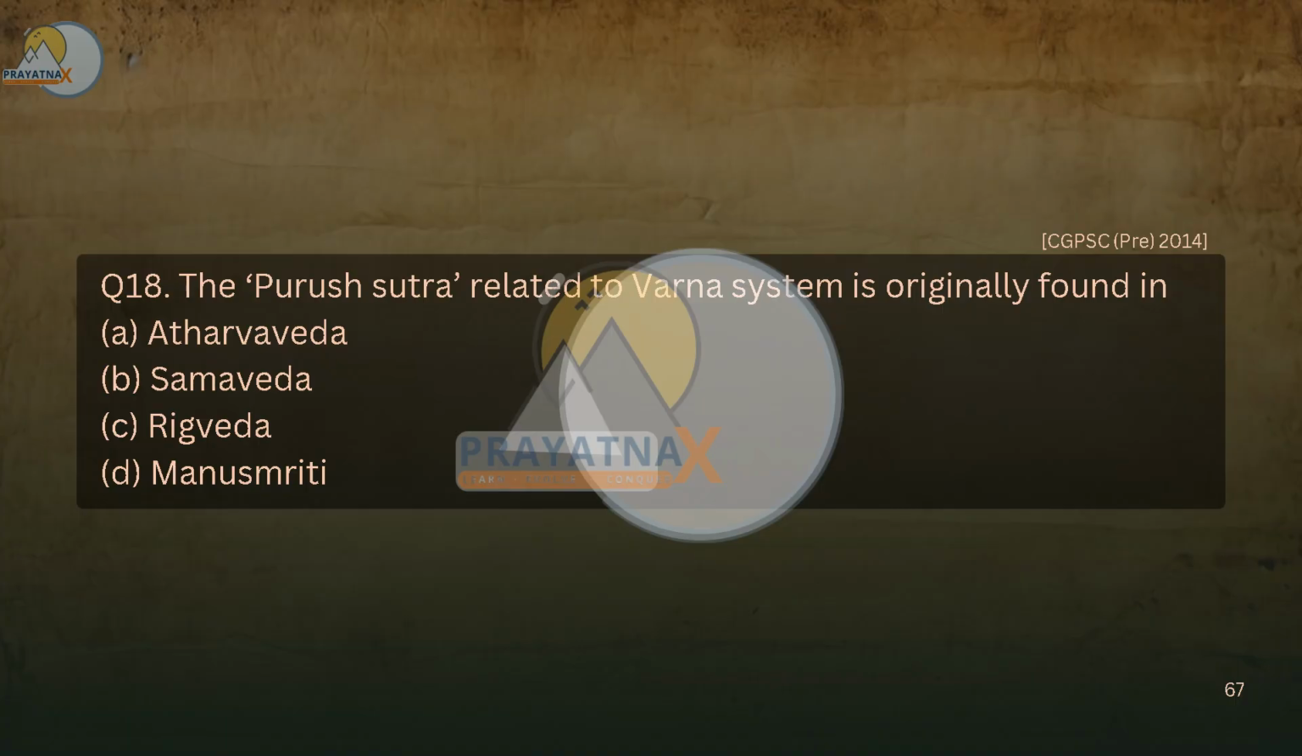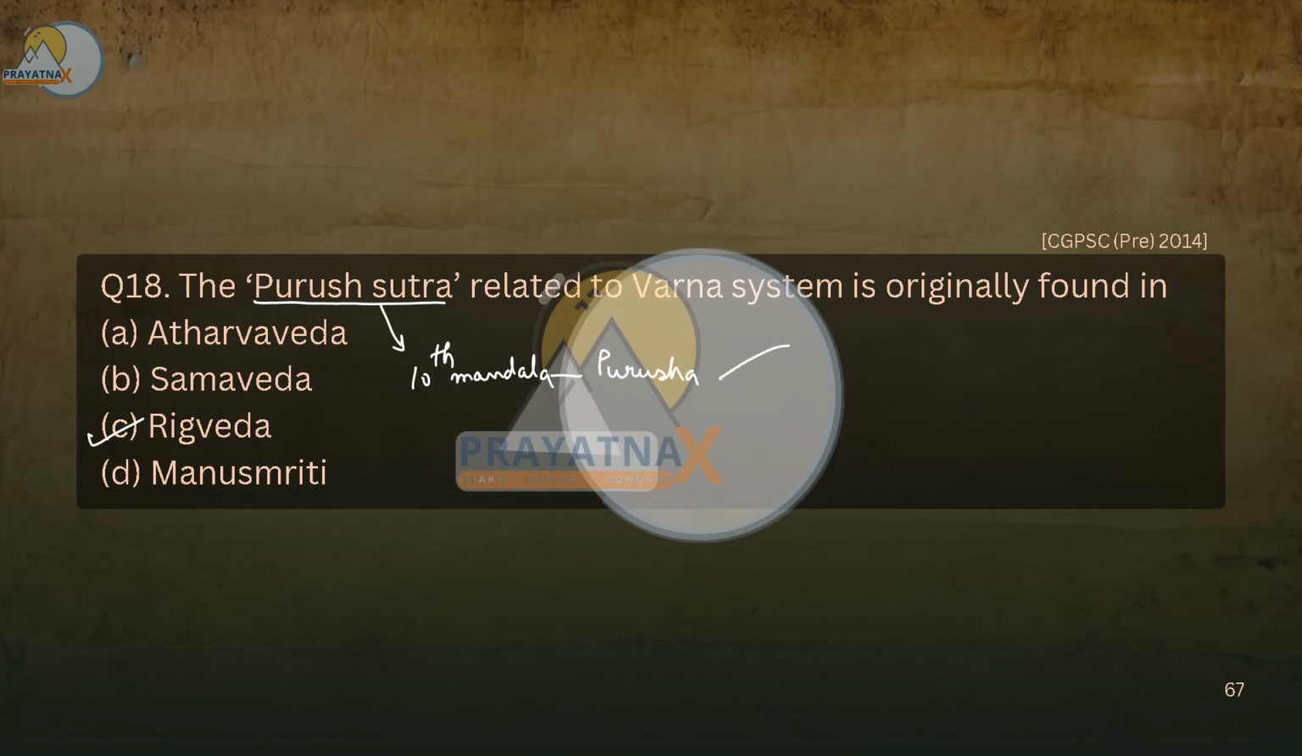The Purusha Sukta related to the Varna system is originally found in A. Atharvaveda, B. Samaveda, C. Rigveda, and D. Manusmriti. So the correct answer for this would be Rigveda, as it contains the Purusha Sukta hymn, which is mentioned in the 10th mandala itself. It is believed that four persons came out from the divine creator or Purusha.